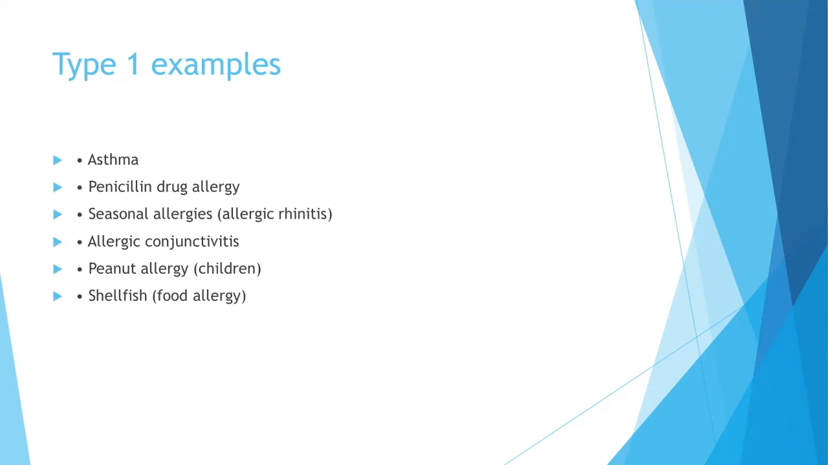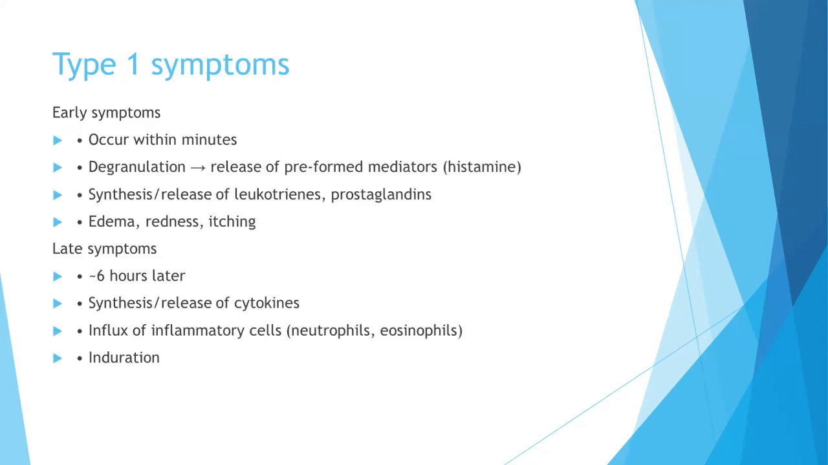Type 1 examples include asthma, penicillin drug allergy, seasonal allergy, allergic rhinitis, allergic conjunctivitis, peanut allergy in children, and shellfish or food allergy. Early symptoms occur within minutes: there is degranulation, release of preformed mediators like histamine, synthesis and release of leukotrienes and prostaglandins, causing edema, redness, and itching. Late symptoms occur nearly 6 hours later, with synthesis and release of cytokines, influx of inflammatory cells, and induration.